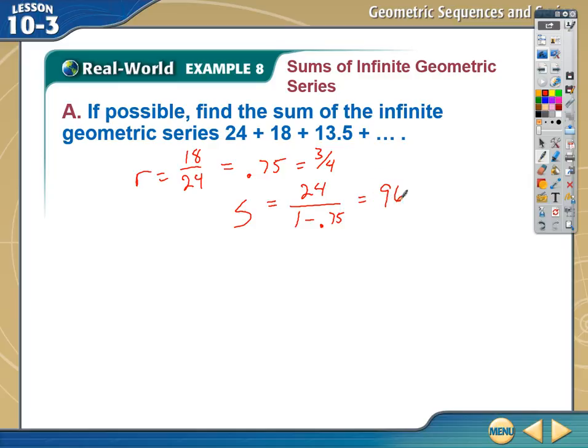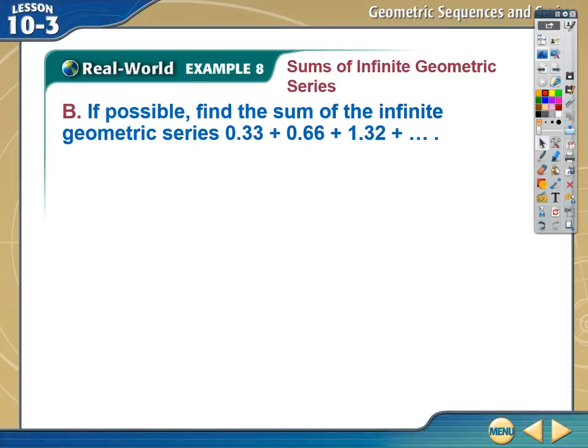What's really cool about that, you've got to think about how mind-blowing this is. If I add up 24 plus 18 plus 13.5 plus and so on, I have infinitely many things that I will add up. You will never stop adding. I know that my answer is going to be 96. Mind-blowing. All right.